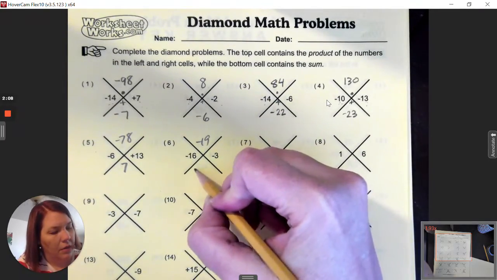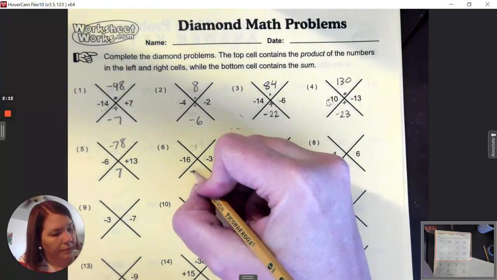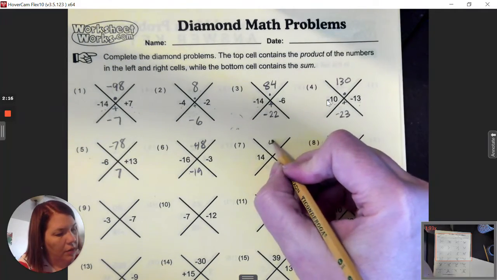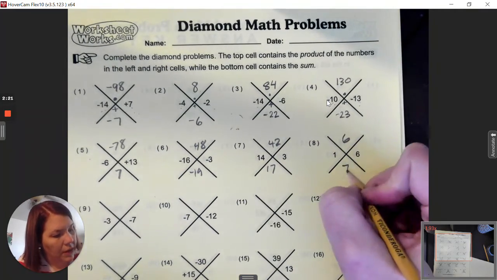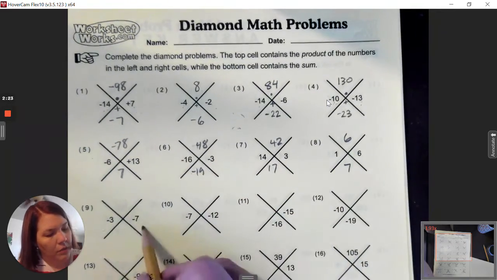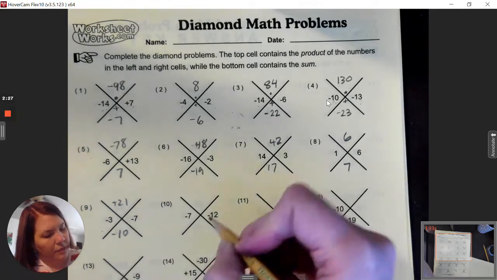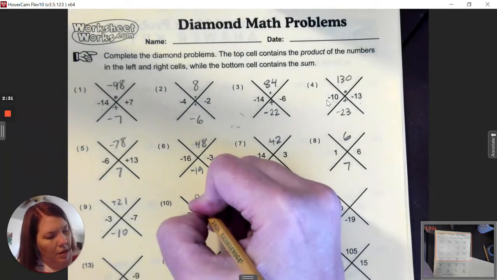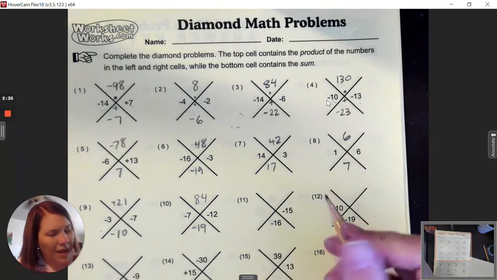19 and oops, I added instead of multiplying for the top. Multiply 42, add 17, multiply 6, add 7. Multiply positive 21, add negative 10. Multiply 84, add negative 19. And so that's the idea. So that's the first bunch.